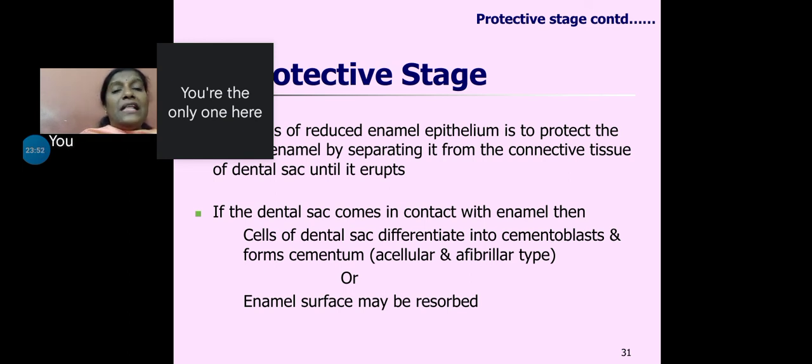The major function of the reduced enamel epithelium is to protect the newly formed enamel from the surrounding dental follicle cells. If the follicular cells come in contact with the newly formed crown or enamel, they differentiate themselves into cementoblasts and form cementum. It is an acellular afibrillar type of cementum. As I mentioned, the overlap, the enamel that we see in the overlap type of CEJ. Or clastic cells may arise and they may resorb or destroy the enamel. So 2 possibilities are there.